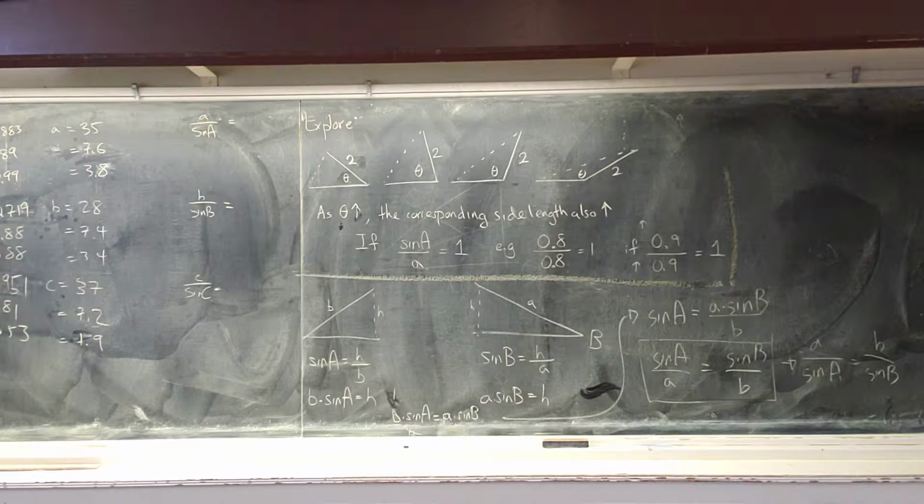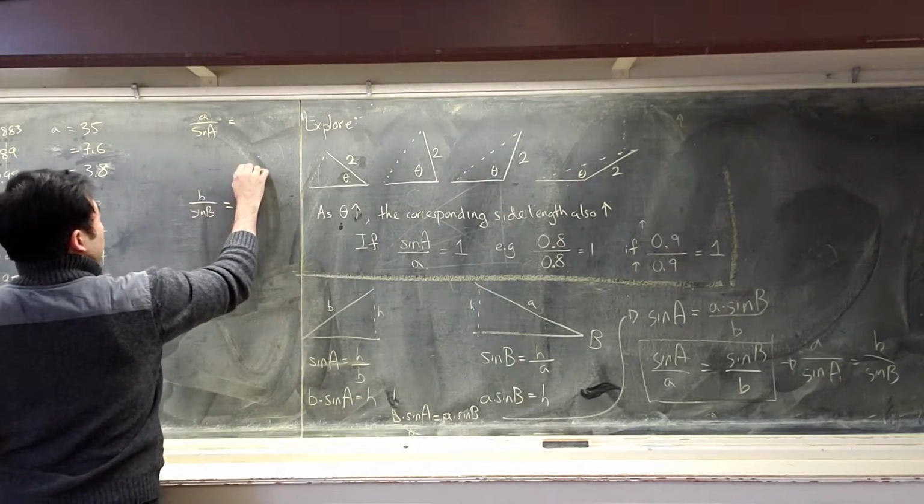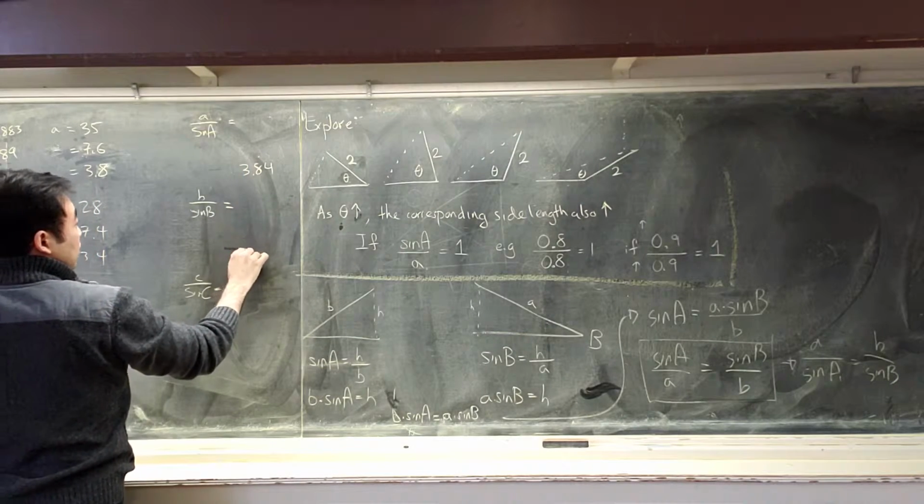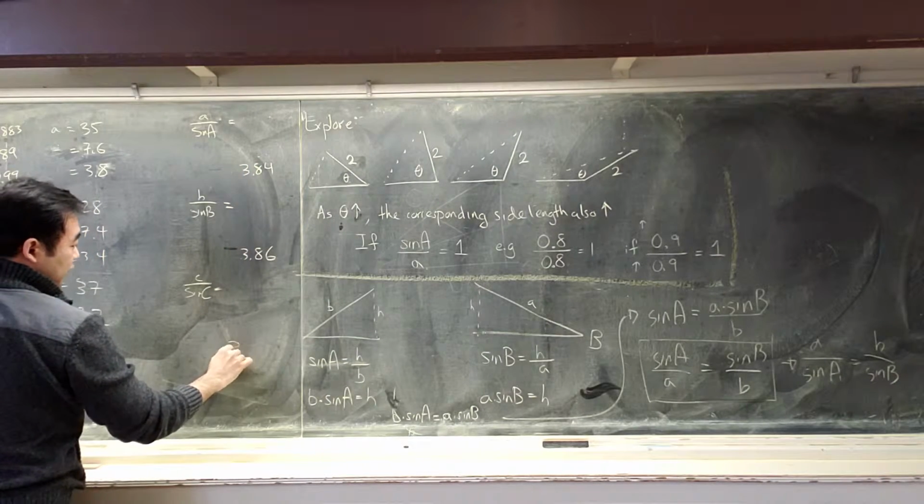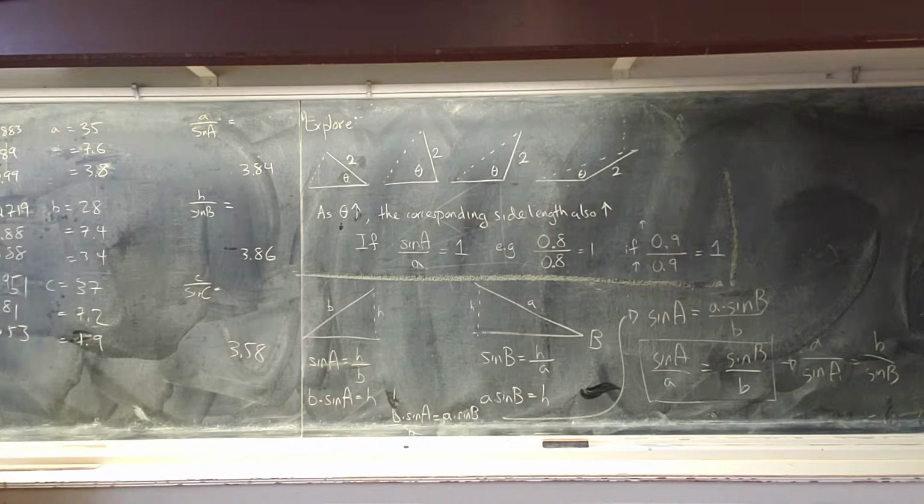Okay, those three people, divide this number by that number. I want three numbers here. Go for it. 3.84, 3.86, 3.58. So it should be the same as what I measured.